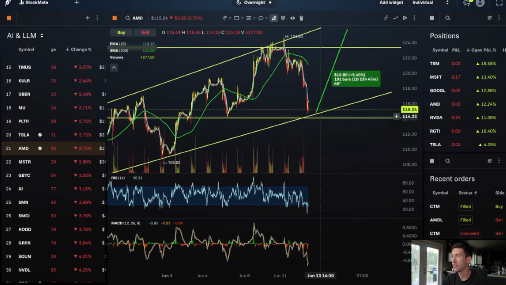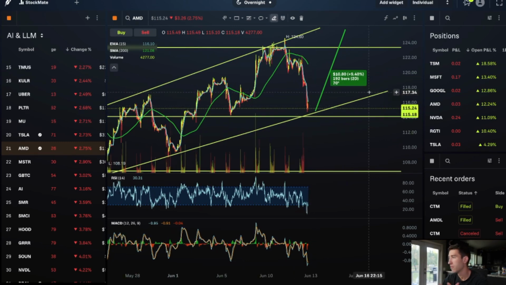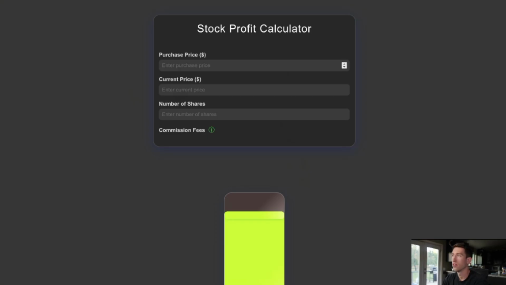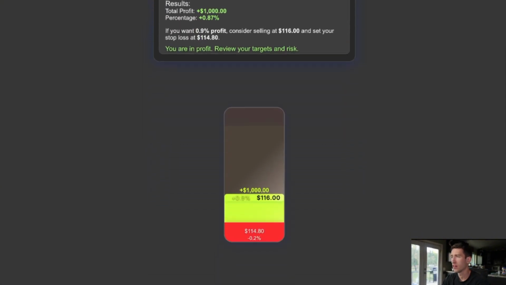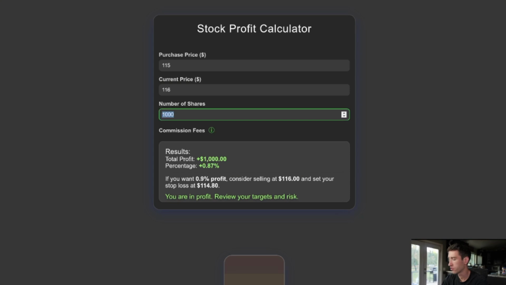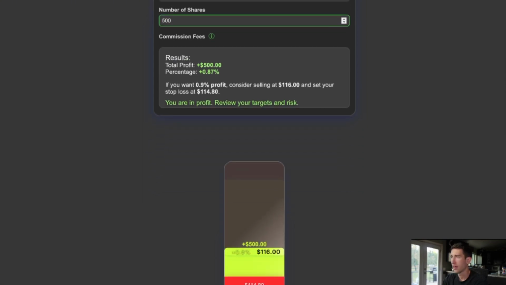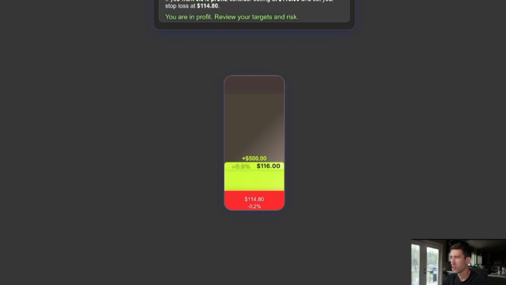Well, currently it's at about $115 a share. So this is our stock profit calculator. Imagine I purchase it at $115 and I want to know where to manage my risk. So maybe, I don't know, it's at 116 and let's just say we got 1,000 shares. So here is what we're looking at. According to this, if we're investing, let's go a little more conservative. Let's just go with like 500 shares. And if we got these shares here, we could be looking at that margin for profit.